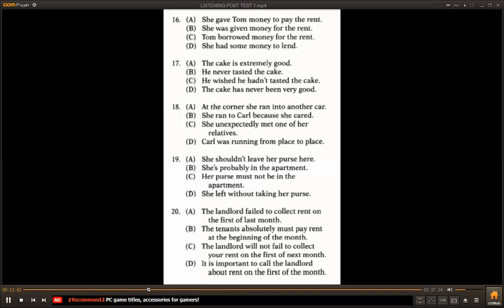Number 20. Do you know when rent is due? The landlord collects it on the first of the month without fail. What does the woman mean?